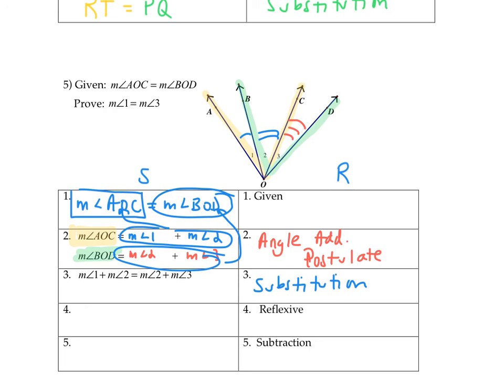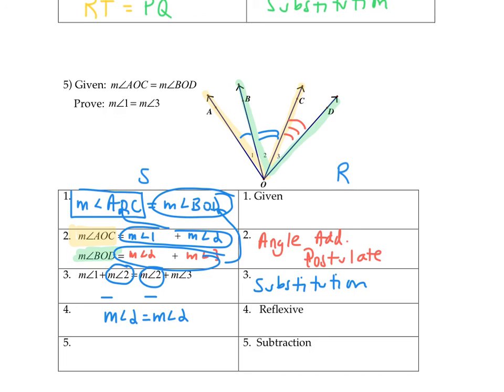Okay, the next step, we notice that both sides have the measure of angle 2, which we want to get rid of. So the next step, we have to write the measure of angle 2 equals the measure of angle 2. And this is by the reflexive property. I know it seems obvious that the measure of angle 2 is equal to itself, but we have to say that in order to be able to subtract it from both sides of the equation. It's kind of like, we really know this is obvious, but we got to do it anyway.